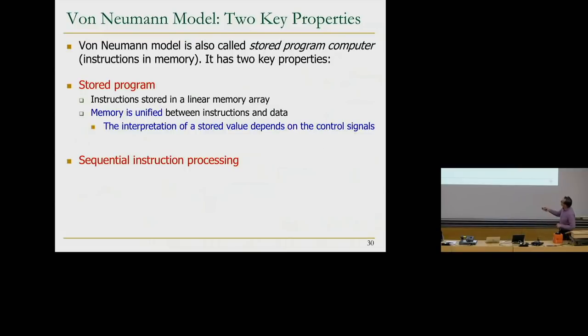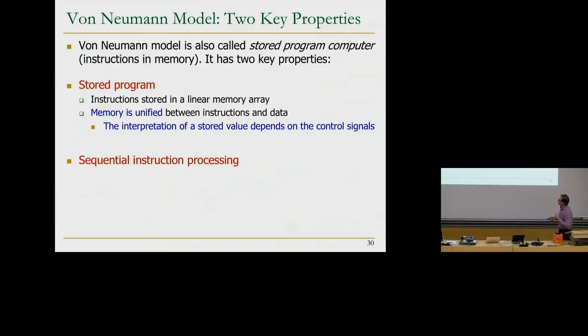Basically, in stored programming, instructions are stored in a linear memory array, as we saw, and memory is unified between instructions and data. So the interpretation of a stored value in a memory location depends on the control signals that we will see later. If the program counter points to a memory location, that means you're going to interpret that memory location as an instruction. Make sense? Otherwise, there's no distinction between instructions and data. Of course, when you write and when you load, you think that you're loading instructions, but you need to make sure that the program counter points to it so that it's interpreted as an instruction by the machine.